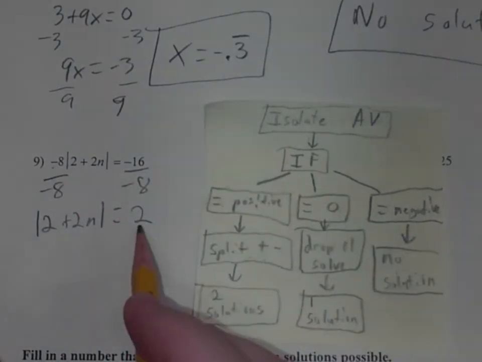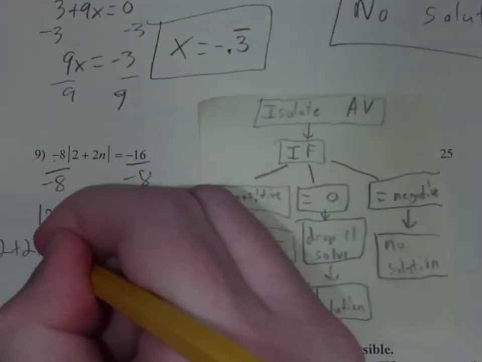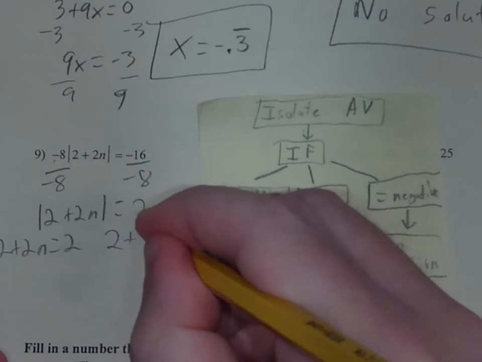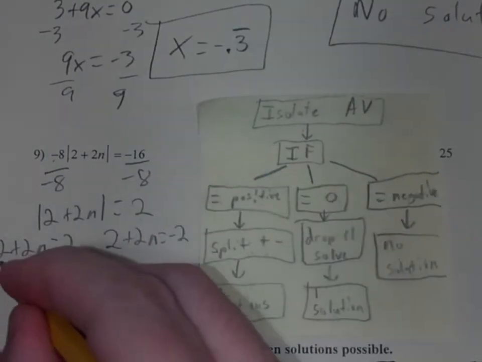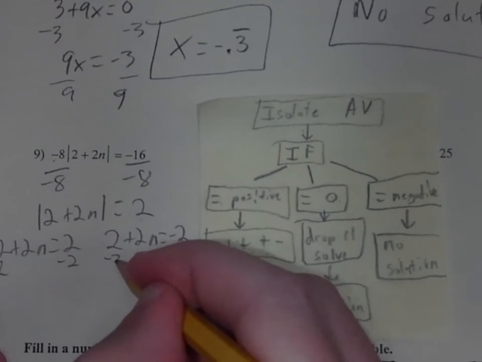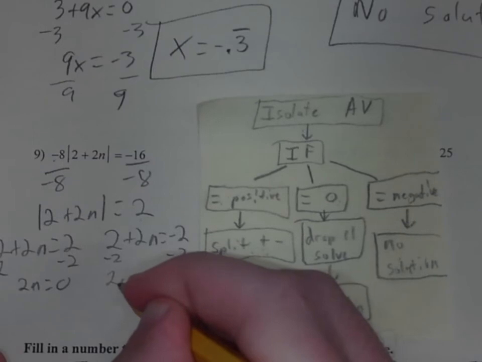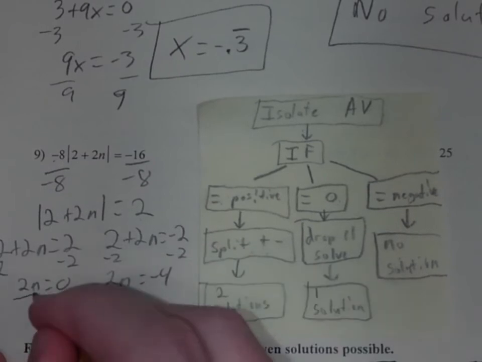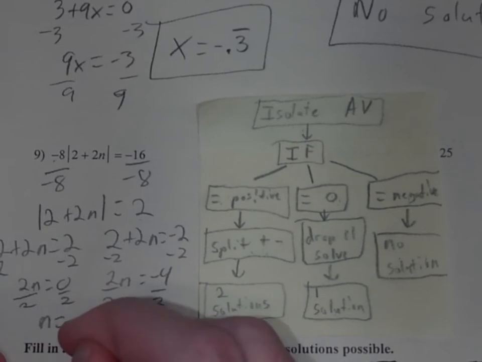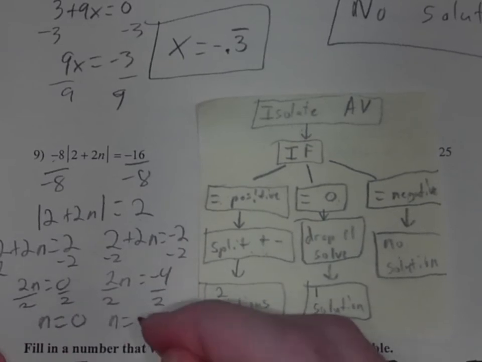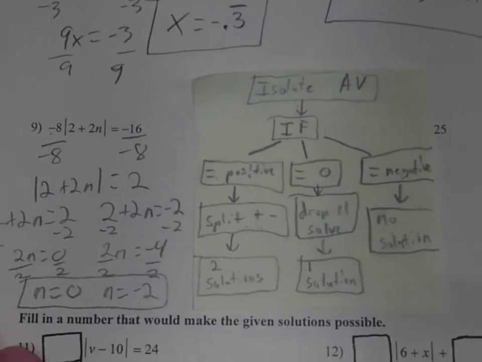Now we do our check, it's equal to a positive number, so you split it. So 2 plus 2n could equal positive 2, or 2 plus 2n could equal negative 2. And then you would minus the 2 that's adding there first, which gives you 2n is equal to 0, or 2n is equal to negative 4, and then divide by 2, and n is going to either equal 0, or n is going to equal negative 2. And that's your answers. Okay?